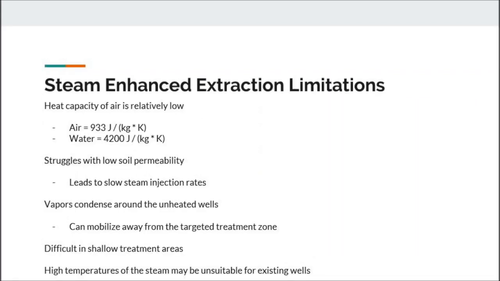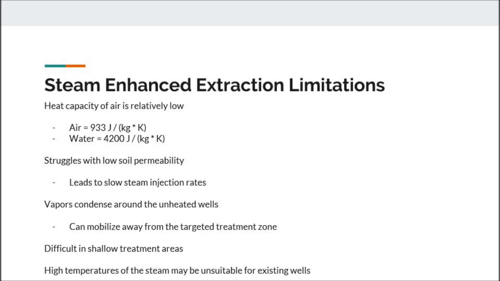So now onto some of the limitations of steam-enhanced extraction. The first one just comes down to thermodynamics, where water actually has a 4.5 times greater heating capacity compared to air. One of the other limitations is that steam-enhanced extraction struggles with low soil permeability, which often leads to low steam injection rates. Ultimately, this increases the heat loss to the overburden and underburden soils.